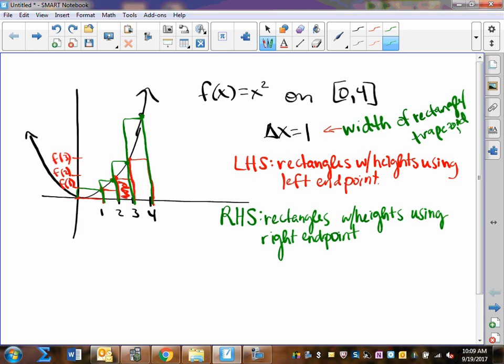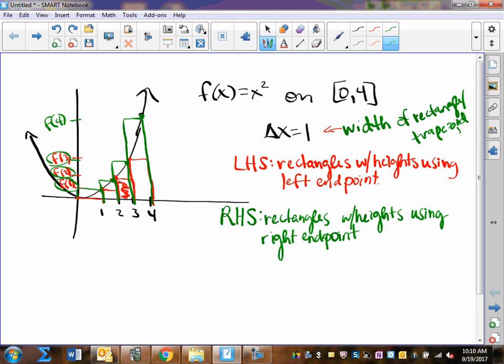And then again, similar thing, but now my heights are different, right? Now my height is based upon the right side. So what is my height of this rectangle from 3 to 4? F of what? F of 4. So notice now we're using the right endpoint, whereas before we used the left. And then same thing, we'd have that F of 3, we'd have our F of 2, and we have F of 1. Okay. So just make sure you're careful that you're using the height depending on which side. So right hand side, you're going to be using the right side.